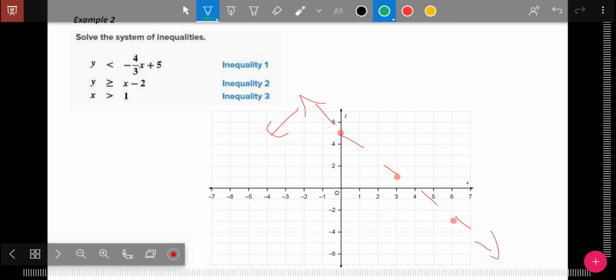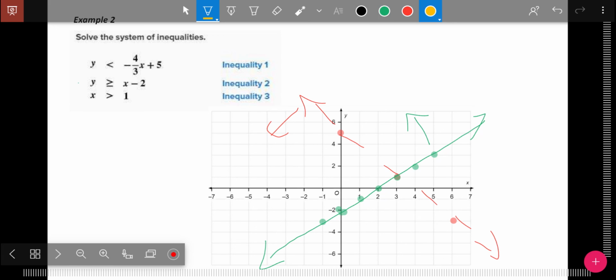Let's look at the next one. We're doing green right here. All right. And there the y-intercept is -2. And it's going to go up 1 over 1, up 1 over 1, up 1 over 1, down 1, back 1. It's a solid line. Shaded above.